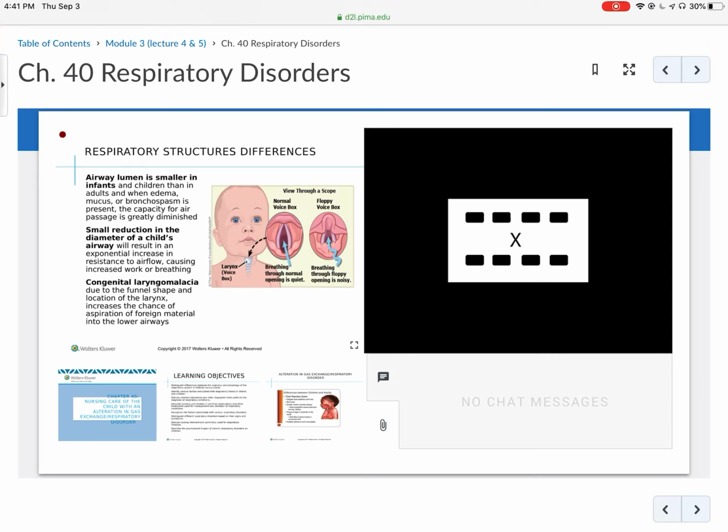And I talked about the congenital laryngomalacia. So you can see a normal voice box, so a normal larynx looks like this, and then breathing through a floppy one is noisy, and then this floppy airway is also more at risk for a collapse.